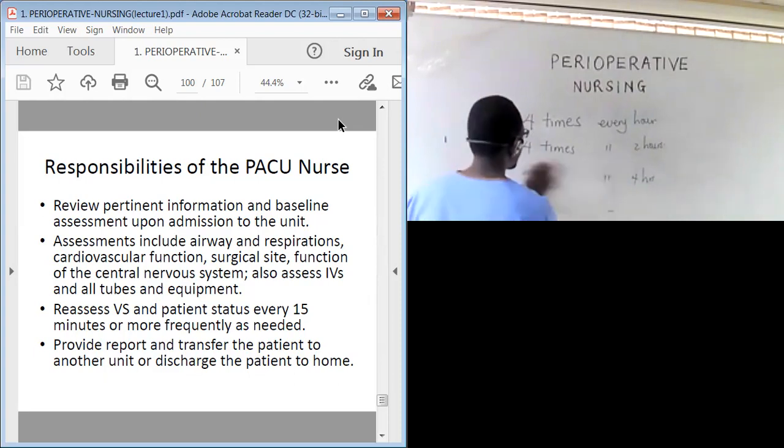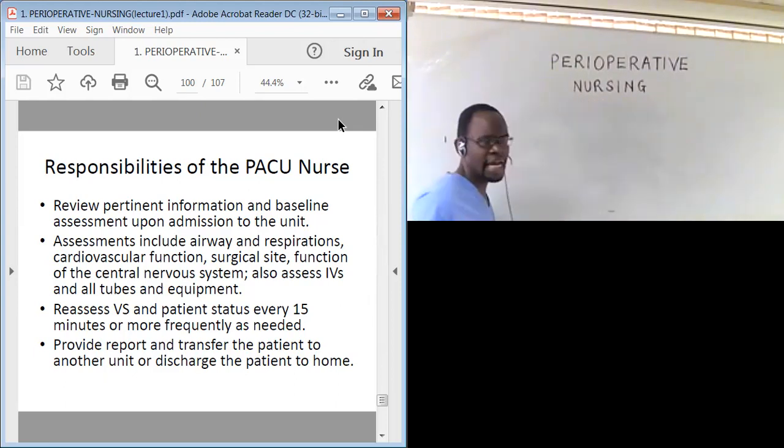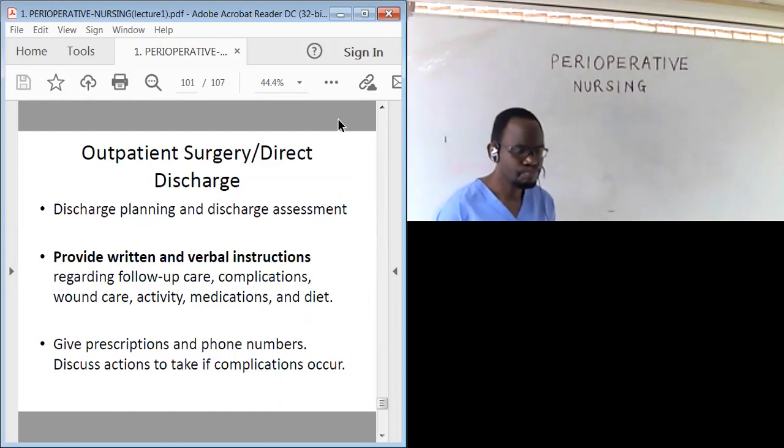If it was a one-day surgery, after PACU, then the patient can be fit to be discharged home if the patient has stabilized. So basically, those are the responsibilities of the nurse who is in the post-anesthesia care unit. Now, outpatient surgery, or direct discharge. This is the one-day surgery that we are talking about.